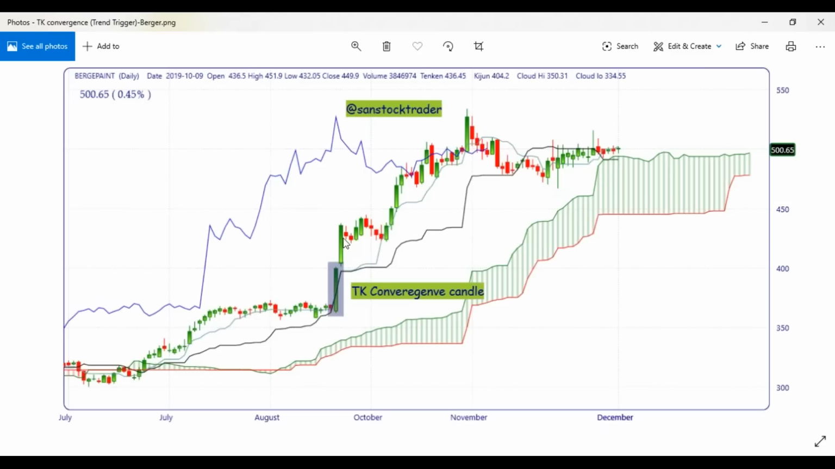Berger Paints. See why I said in this strategy we are utilizing a volatility expansion. Look left. Before this candle, look at the price move. The stock was moving within a very narrow range, and after this candle expansion happened, followed by a strong move in the direction of the trend. This candle touched both the Tenkan-sen and Kijun-sen and was followed by a nice move.